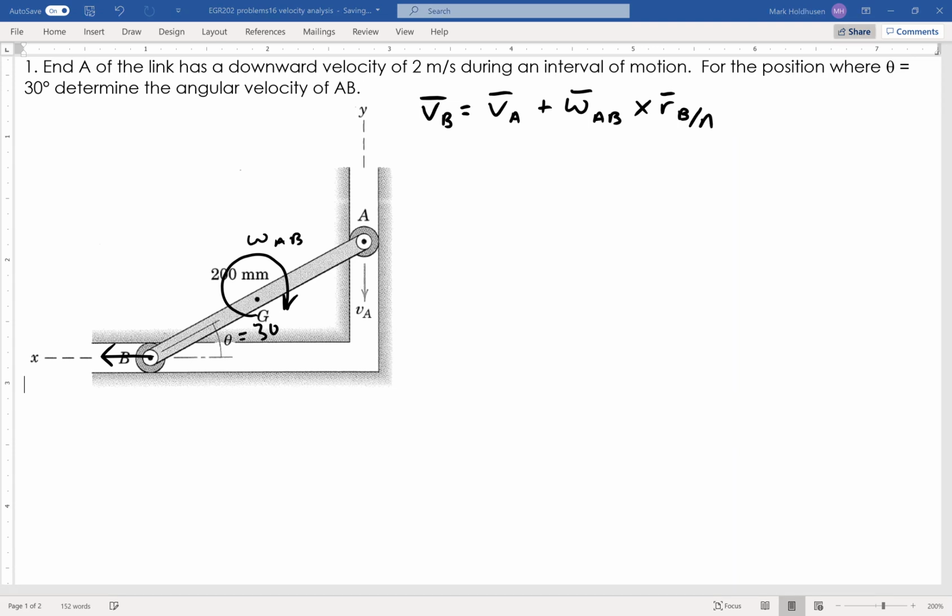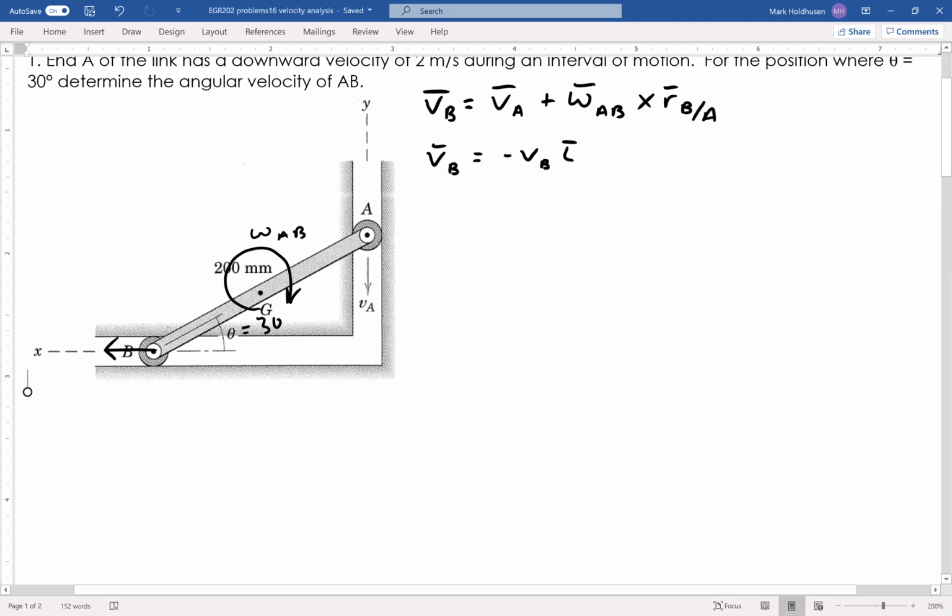And so what we'll do here is we're going to go through each one of these points to figure out what we're looking at. First thing I know is that the velocity of B is in the x direction. It's going to be negative VB in the i direction. I don't know what that velocity is, but I definitely know it's going to be to the left given the constraints that I've got here. VA is what's given to me, so I can write that VA is negative 2 in the j direction because it's acting straight down.